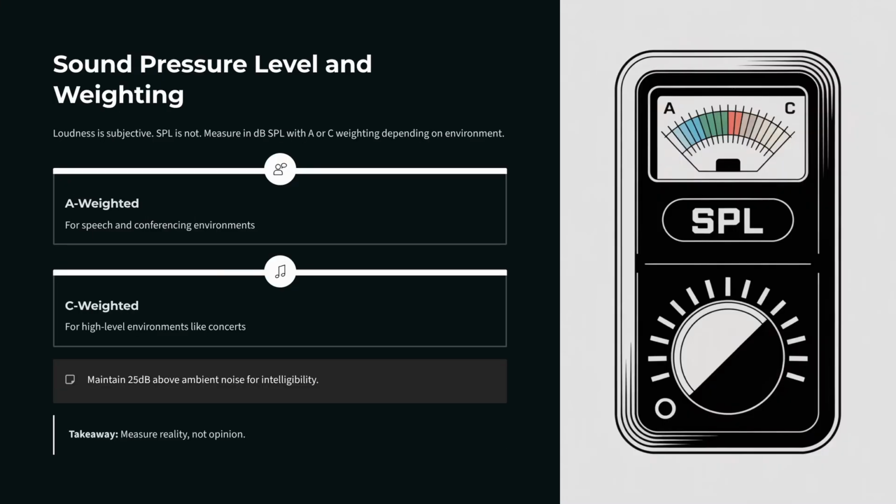And for the sound pressure level required, I want you to remember that loudness is subjective, but SPL is not. So measure in dB SPL with A or C weighting, depending on the function and the environment of the space. A weighting for speech and conferencing, that's the standard. C weighting for high-level environments like concerts or gigs. And try to maintain 25 dB above ambient noise for intelligibility. You can, of course, have more. So measure the reality because it's not about your opinion.